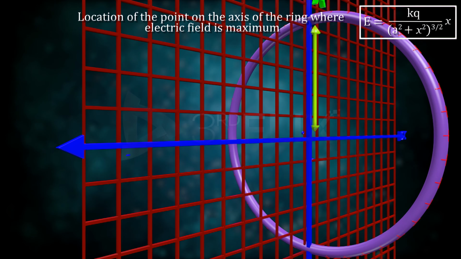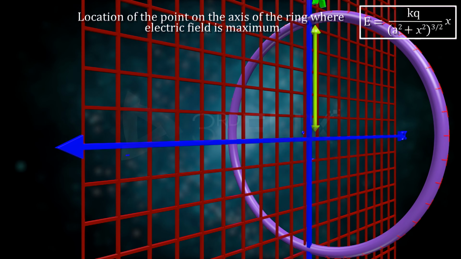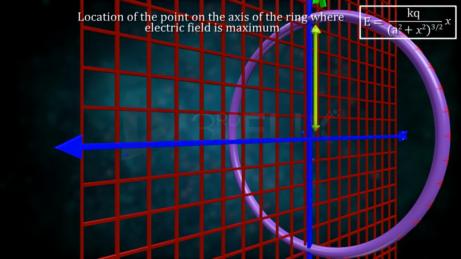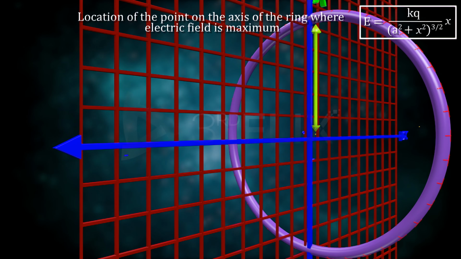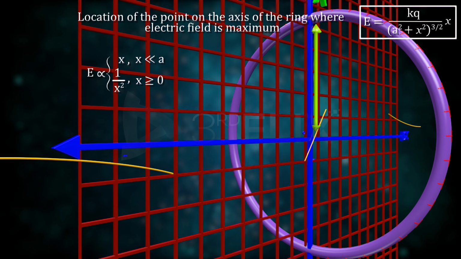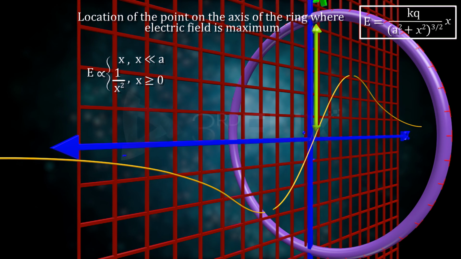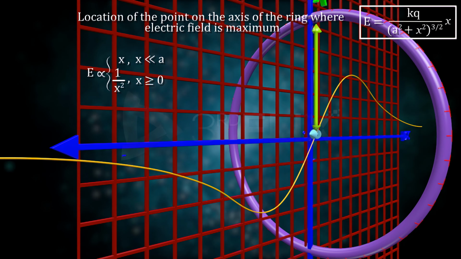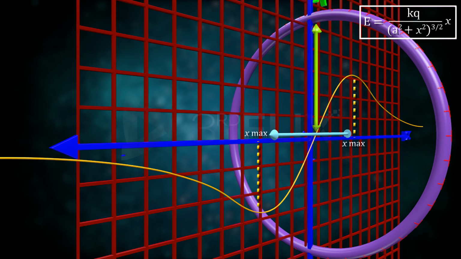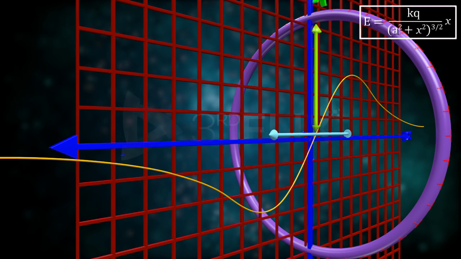Let us identify the location of a point on the axis at which the electric field is maximum. We know that for small values of x, E increases with distance, and for large values of x, it decreases with distance. There must be a point on the axis of the ring where electric field is maximum. Let's say that point is x max, and magnitude of electric field at this point is E max.